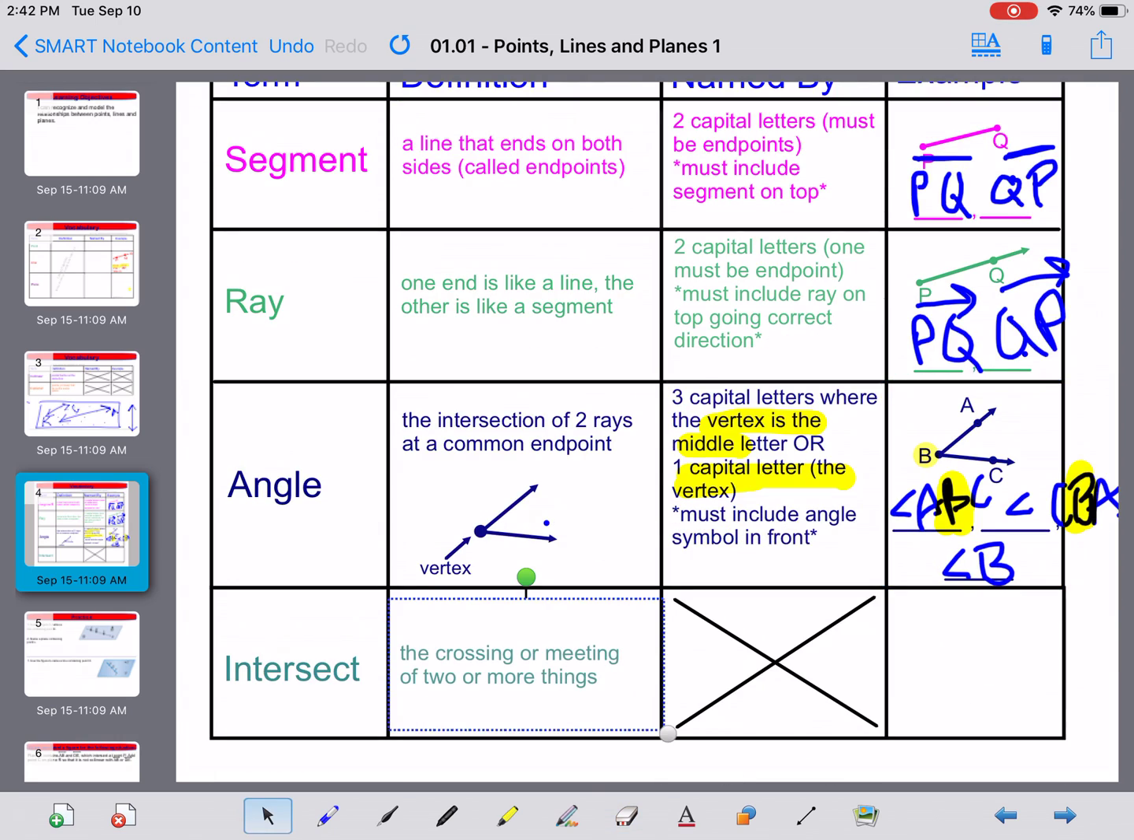Last one, intersection's not that bad of a definition, but it makes a little more sense when we're talking about lines and planes. So when we're talking about lines, they intersect at a point, while planes intersect at a line. So here, they intersect along that whole thing. So lines intersect at a single point, and planes intersect at a whole line. So we'd have to name that accordingly.